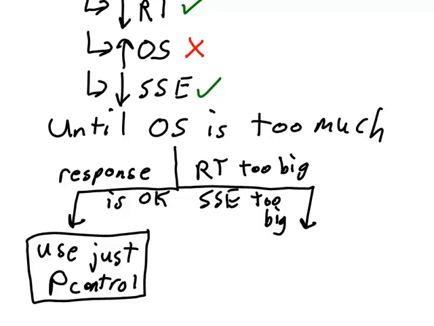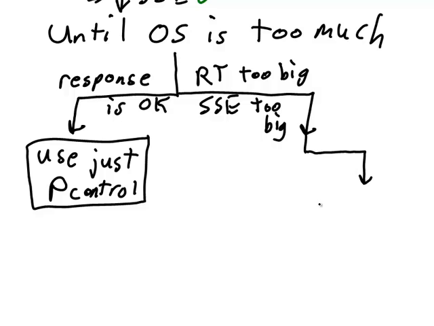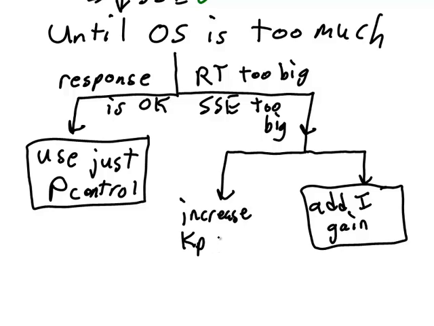There are 2 different ways you can address this problem of having a too slow response or the steady state error being too big. One approach is to simply add integral gain. The other approach is to increase Kp and simultaneously add derivative control.